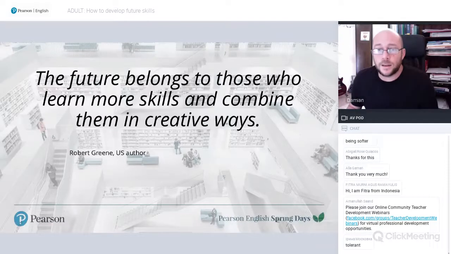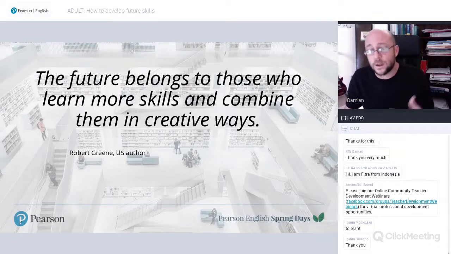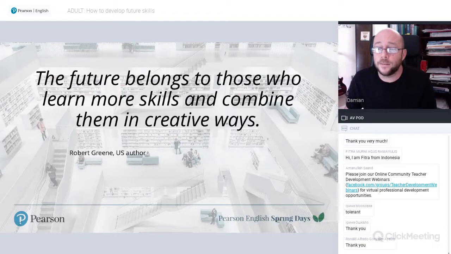I'm going to leave you with a little quote. This is from an American author, Robert Greene, and it is that the future belongs to those who learn more skills and combine them in creative ways. And that's really what we're trying to do throughout Roadmap, helping develop for students to learn more of these future skills and how to combine them and apply them to real life.